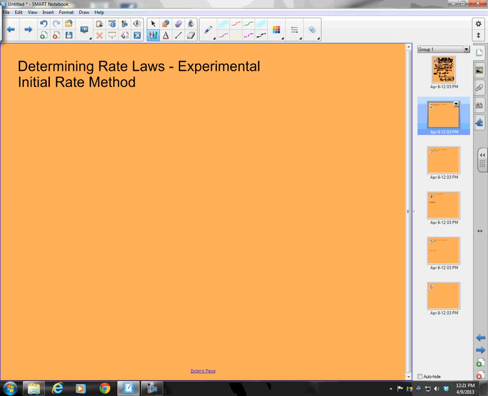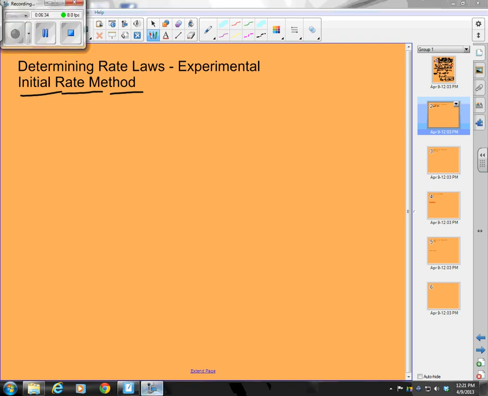Now we said rate laws, there are two ways to get them, either experimental or theoretical. In the experimental way, there are two ways. One is the initial rate method, and with the initial rate method, we're given what? We are given initial rates. Let's see if I have any initial rates. I don't have any off the top of my head. Let me pause and I'll come back and get some.